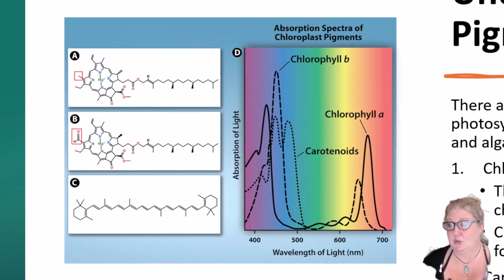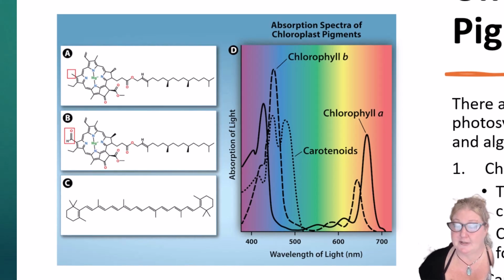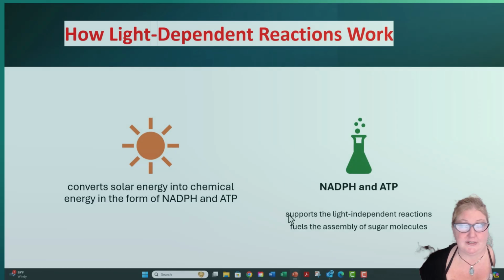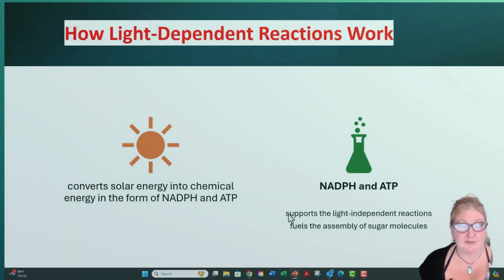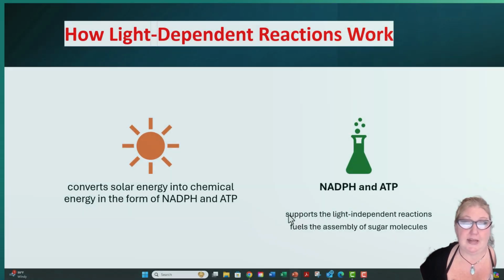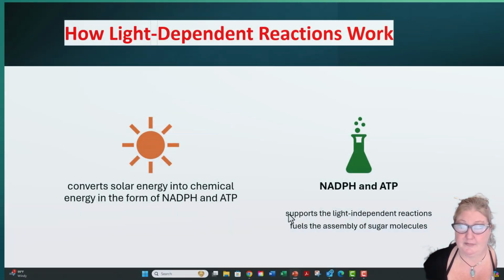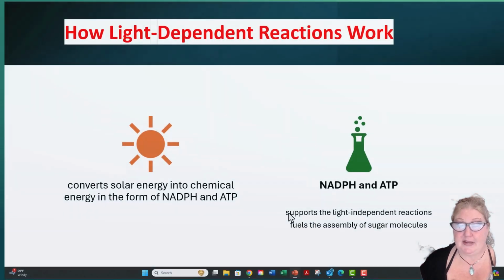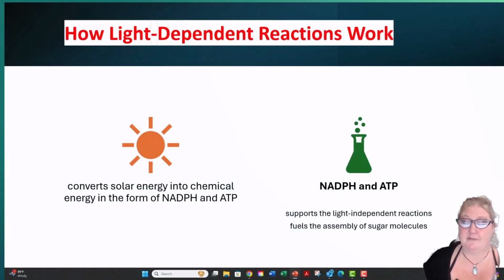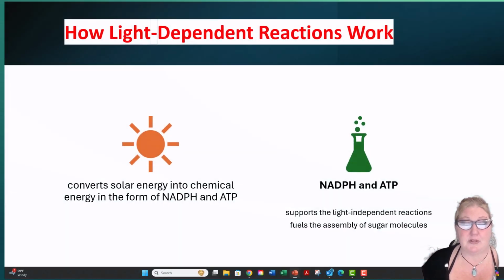Chlorophyll A and chlorophyll B are pigments that are found in chloroplasts. In the light-dependent reactions, solar energy is converted into chemical energy in the form of NADPH and ATP. NADPH and ATP support the light-independent reactions and fuel the assembly of sugar molecules.